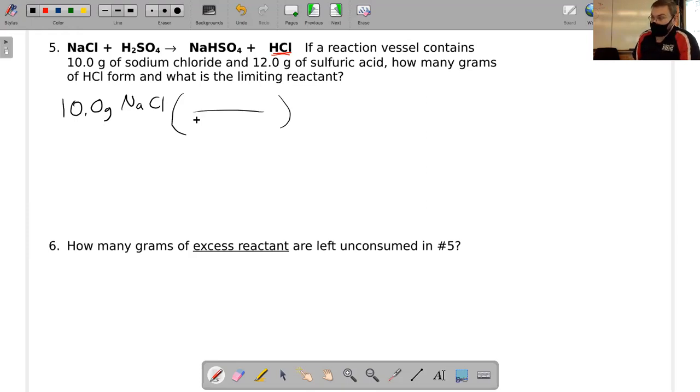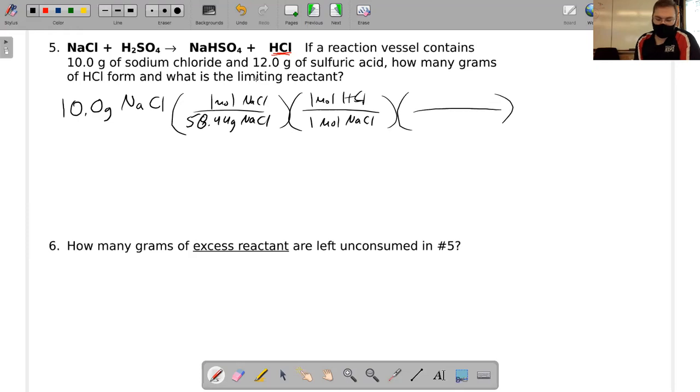So you got 22.99 and 35.45. That's 58.44 grams. It's the mass of 1 mole, always 1 mole. And then you need to check to see if the chemical equation is balanced. There's 1 sodium on the left, 1 sodium on the right. There's 1 chlorine on the left, 1 chlorine on the right, 2 hydrogens on the left. And there's 2 hydrogens on the right because there's 1 here and 1 there. And then there's 1 sulfate, the SO4, 1 SO4. So it is just a mole ratio. Everything is 1 to 1. 1 mole NaCl gives you 1 mole HCl.